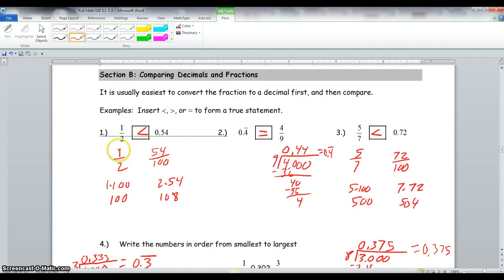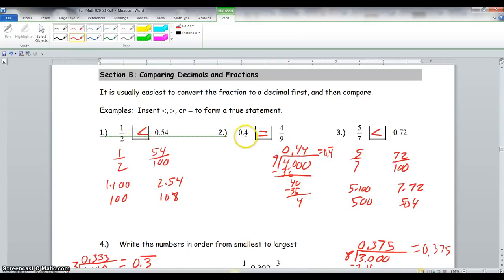Now we could cross multiply. We would do 1 times 100, that would give us the first amount, and 2 times 54, which will give us the second amount. 1 times 100 is 100, 2 times 54 is 108. We know 108 is greater than 100, so we'll have our inequality pointing to the 1/2. And that's our final answer for number 1.